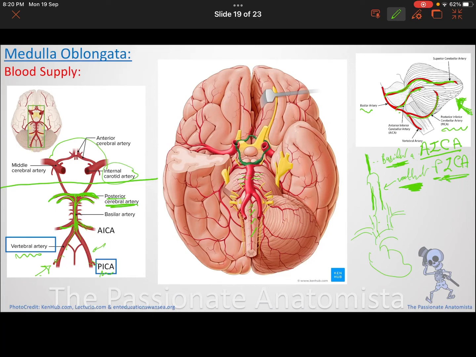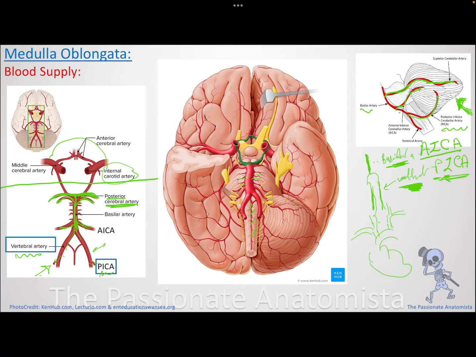Perfect. What about the pons? The pons gets two branches because the basilar feels jealous. So one of them is the AICA. So the AICA and the basilar will supply the pons. So the basilar itself and the AICA will supply the pons. Okay, so what are the last two things we have? It's basically the superior cerebellar and the termination of the basilar, which is the posterior cerebral artery. These two are going to supply the midbrain.